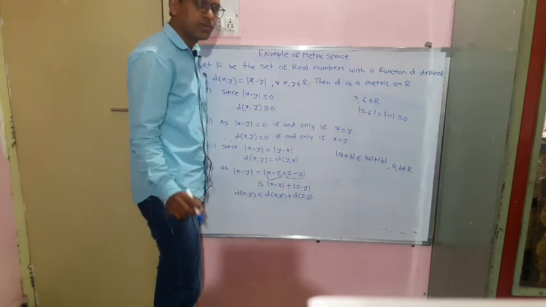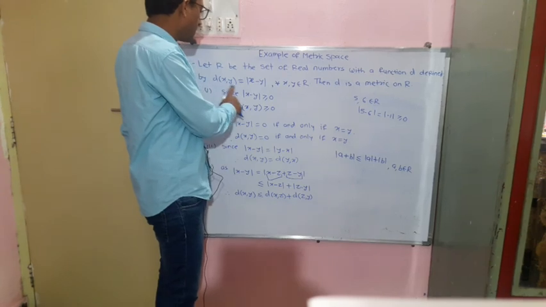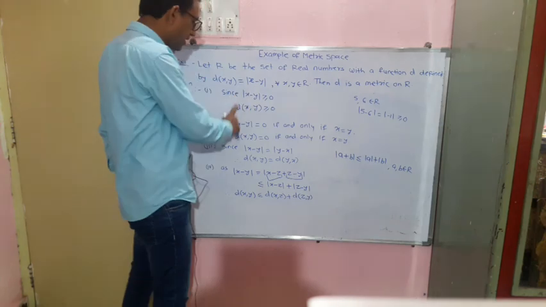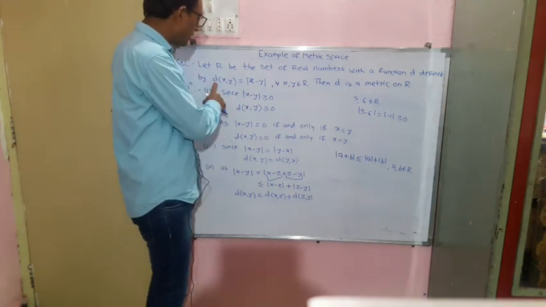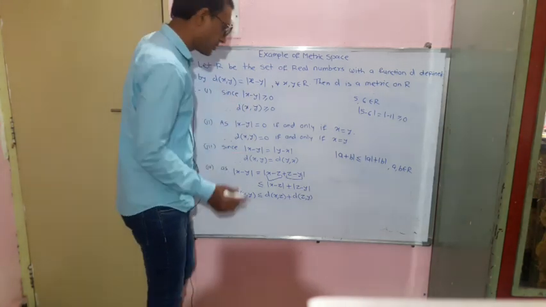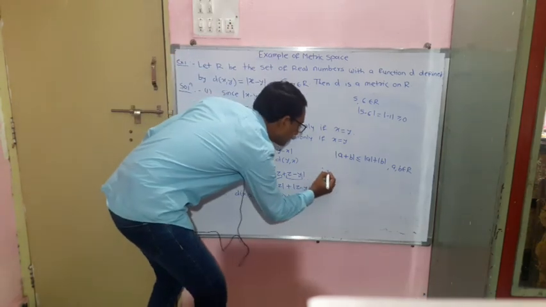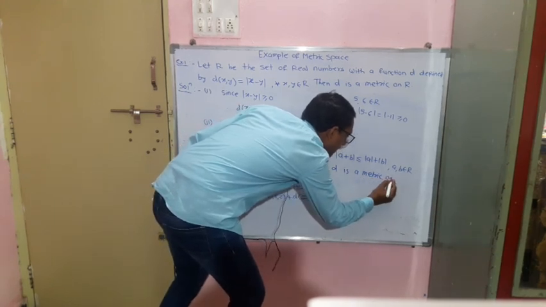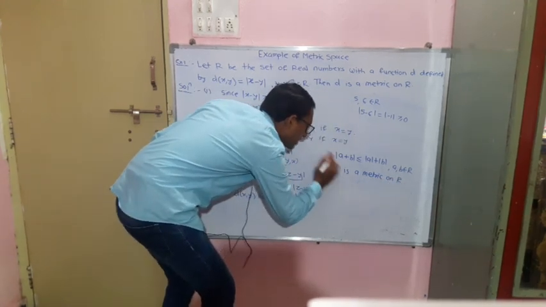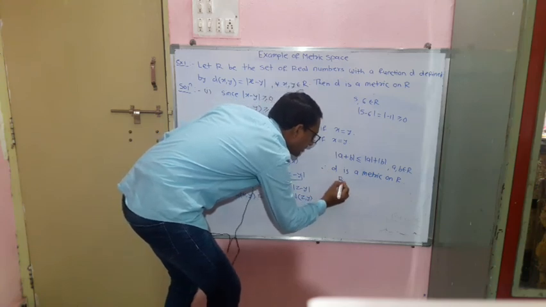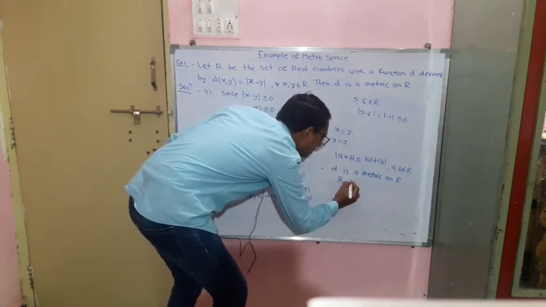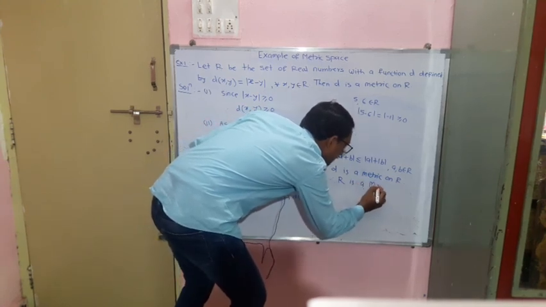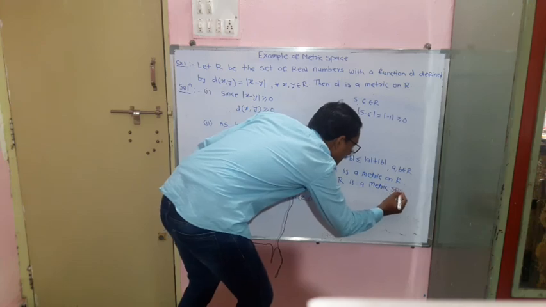So by the definition of metric, this given function with respect to the elements of R satisfies all four properties, and that's why d is a metric on R. Therefore d is a metric on R, and if d is a metric on R, then this non-empty set R is said to be a metric space. R is a metric space.